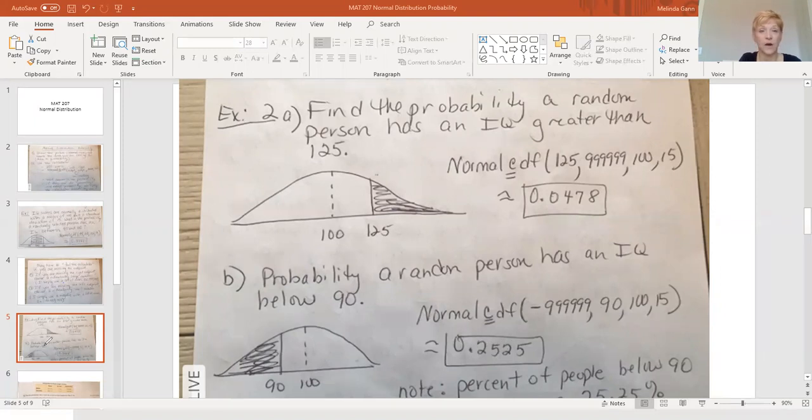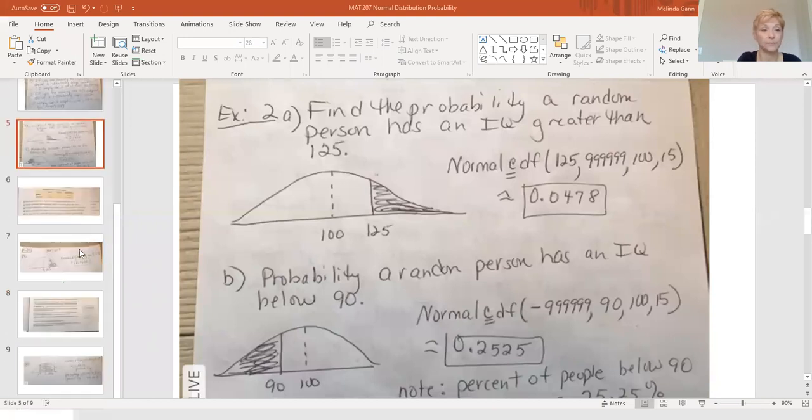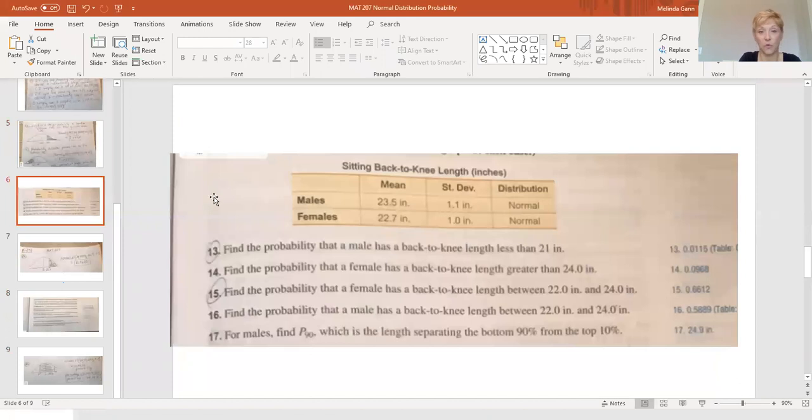Okay. All right. So let's look at a couple more out of your book. You're going to be on page 251 if you'd like to open your book, but I just copied it for you. All right. We're going to do something that's not an IQ score.